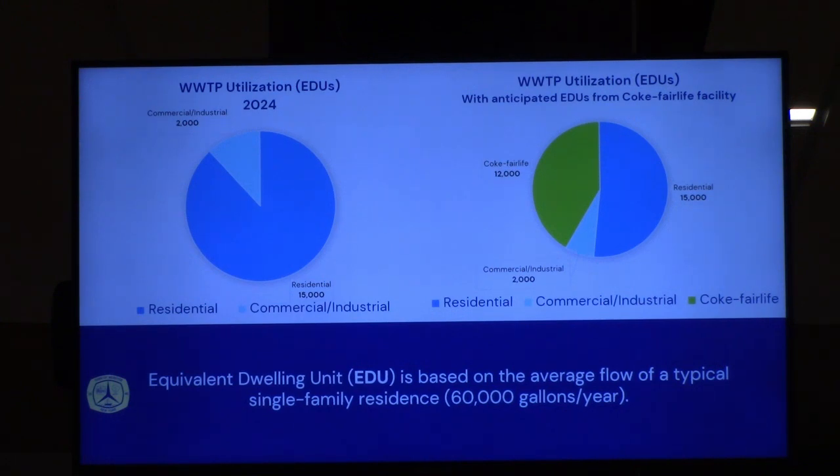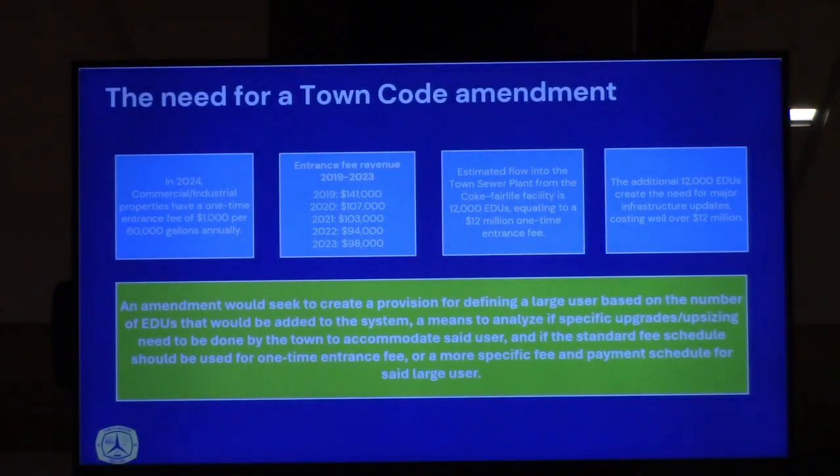So really with Coke Fairlife, we're going to have 14,000 EDUs commercial industrial and 15,000 residential. Obviously it just increases exponentially, and the plant and the conveyance pipe need to keep up with that. So the need for the town code amendment that we talked about in 2024. Currently, the entrance fee is a one-time fee of $1,000 per 60,000 gallons annually.